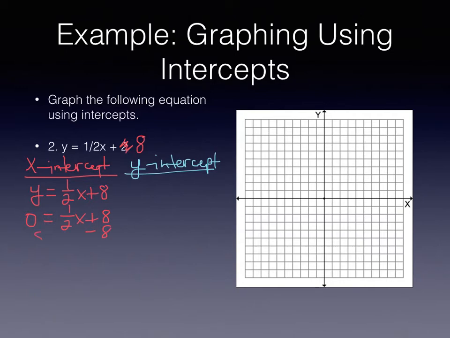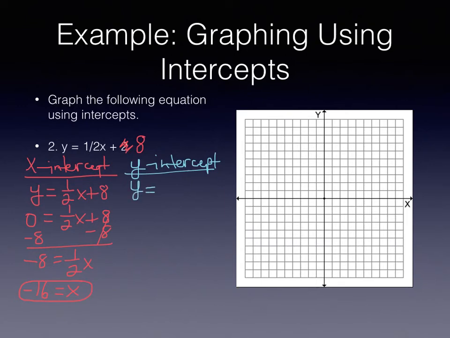Then subtract 8. Now I have negative 8 equals 1/2 x. Remember, to solve for a variable where there is a fraction, multiply by the reciprocal. So I'm multiplying negative 8 by 2 and getting negative 16. So my x-intercept is negative 16.